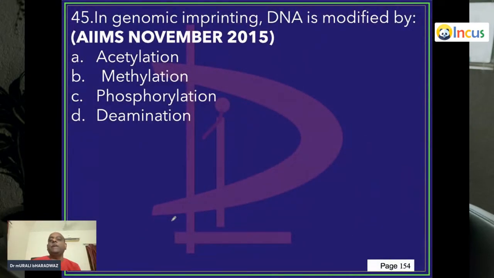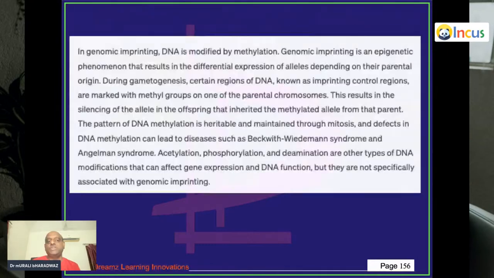In genomic imprinting, how is DNA modified? DNA is modified by methylation, is what you need to remember. DNA is modified by methylation. So what is genomic imprinting? It is an epigenetic modification where there is a differential expression of alleles depending on whether it came from the father or the mother.